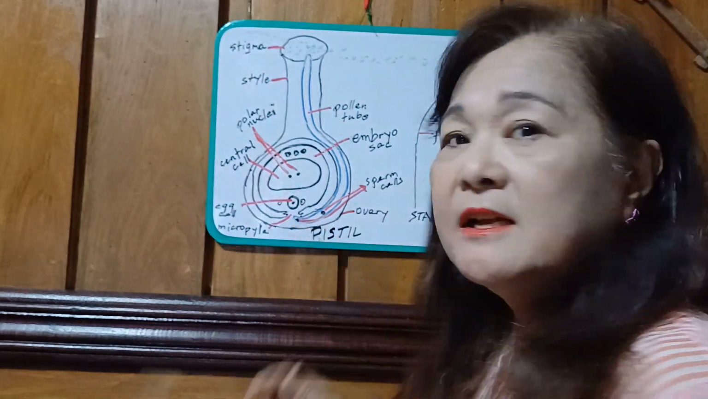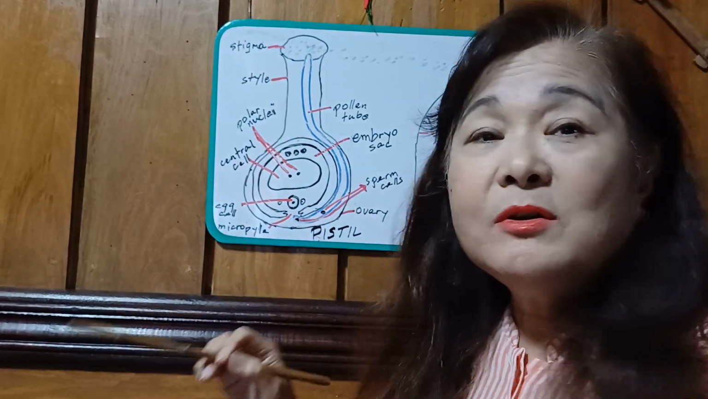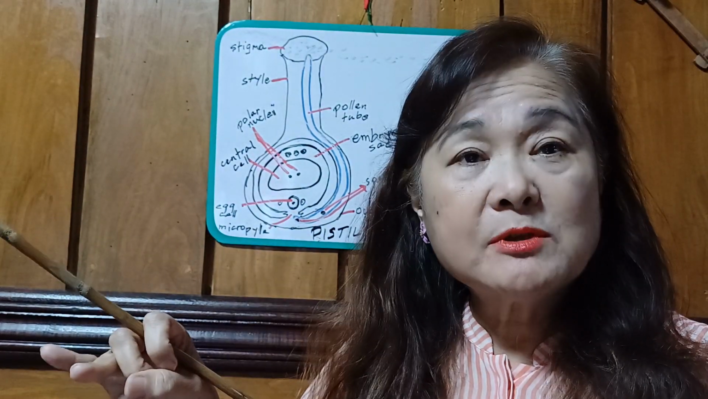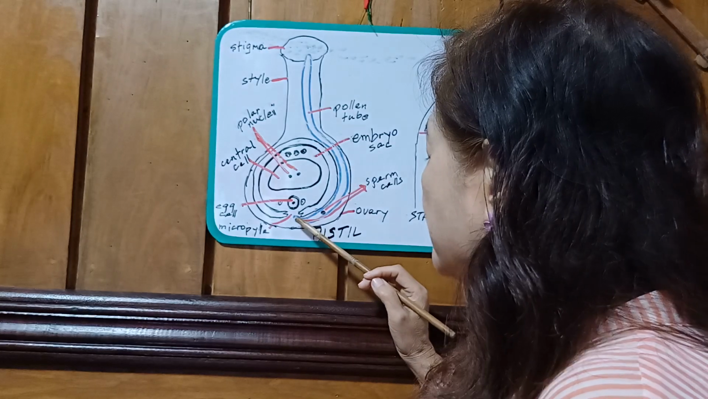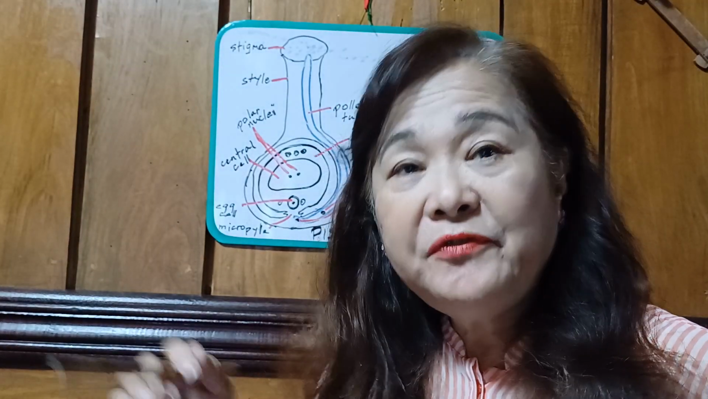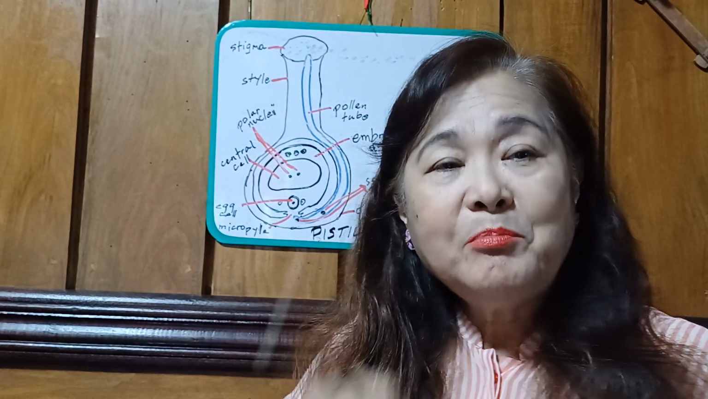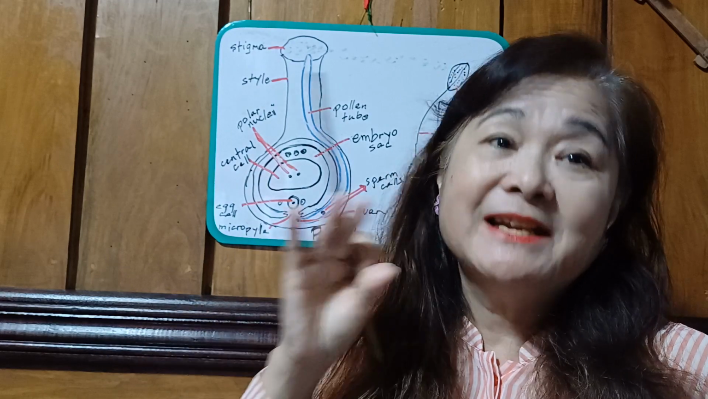Note, the sperm cell is haploid. It has only one set of chromosomes. The egg cell is also haploid. It has one set of chromosomes. So when the sperm and the egg nuclei fuse, they will form a diploid zygote. Haploid plus haploid equals diploid zygote.